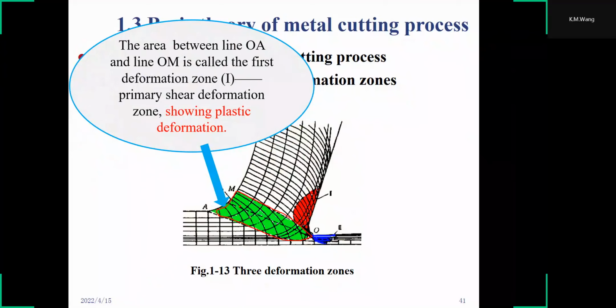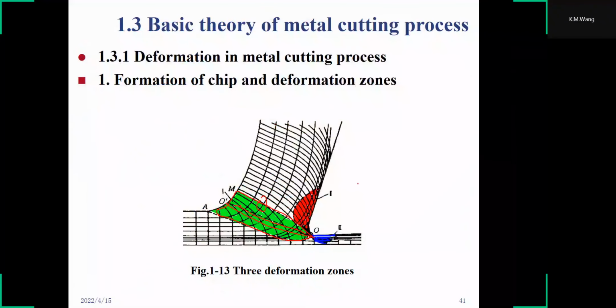Many experiments show that with the increase of the cutting speed, the thickness of the undeformed chip in this zone becomes thinner. In the ordinary cutting speed range, the width of deformation zone one is very small. Therefore, it can be represented approximately by the shearing plane, this line.